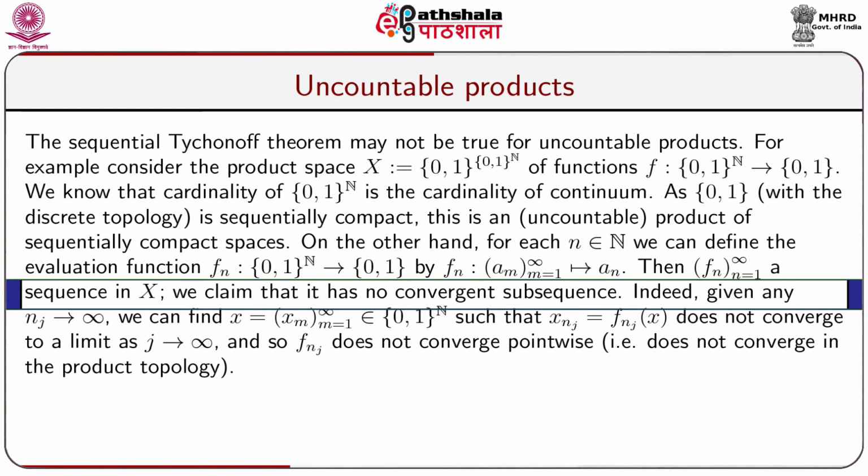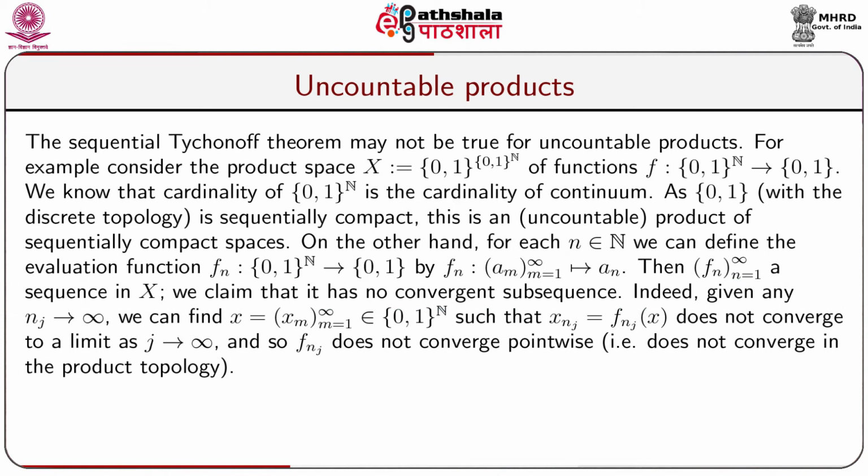In fact, given any n_j tending to infinity, we can find x equal to (x_m), m equal to 1 to infinity, belongs to {0,1}^N, such that x_{n_j} equal to f_{n_j}(x) does not converge to a limit as j tends to infinity, and so f_{n_j} does not converge pointwise, that is f_{n_j} does not converge in the product topology. Hence, we can say that an uncountable product of sequentially compact spaces may not be sequentially compact.